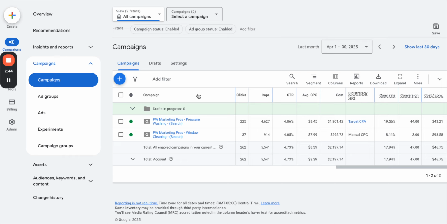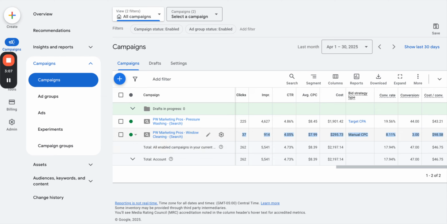Right, guys? Now, this next client is in Texas, and they're also killing it. Overall, for the month of April, they spent basically $2,200, got 47 leads, and were spending about $46 a lead, 47 if you want to round it up a little bit. The window cleaning campaign didn't go too hot.